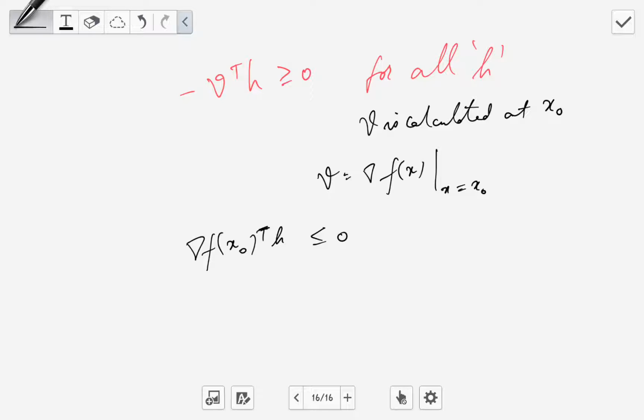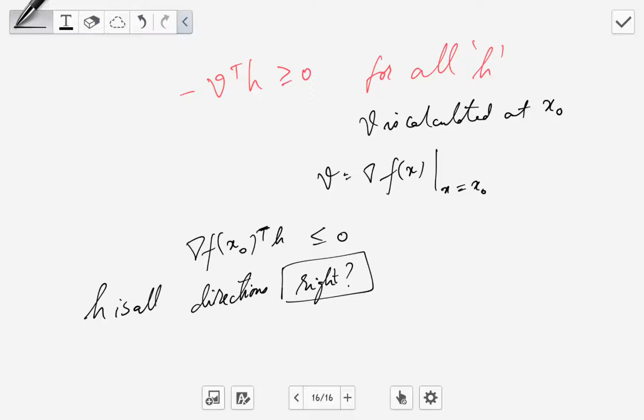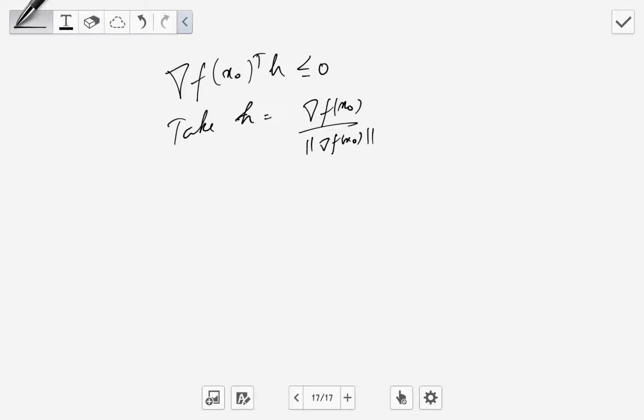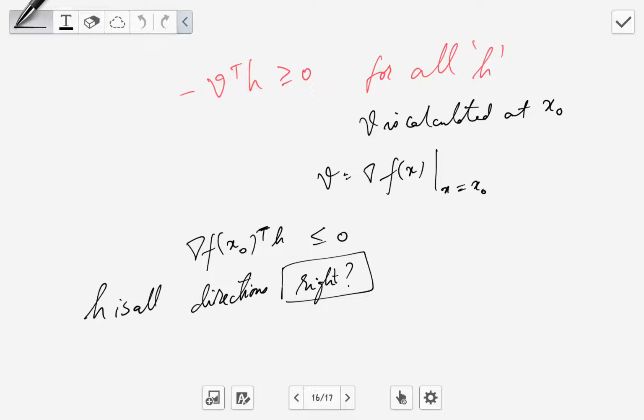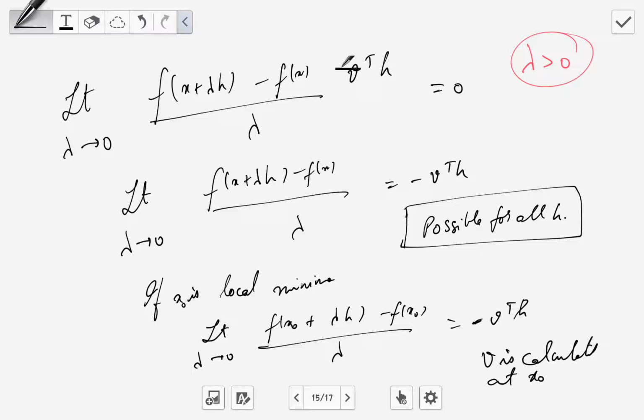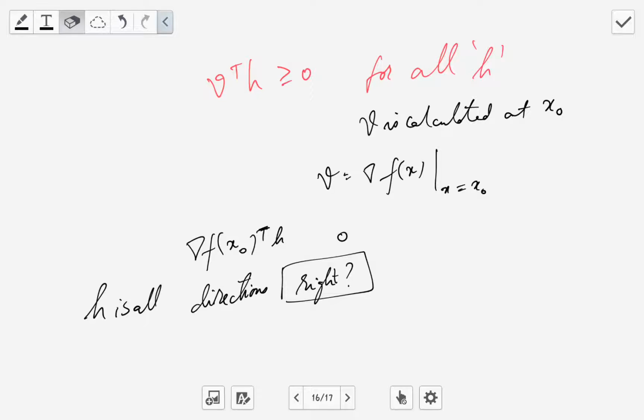Now h is all possible directions. So we have del of f of x0 transpose h is less than or equal to 0. Now take h equal to del f of x0 by the norm of del f of x0. I can always take this. It is any possible direction, right? Wait, this was a minus, then this is a plus again. So this is plus, and this is always greater than or equal to 0.